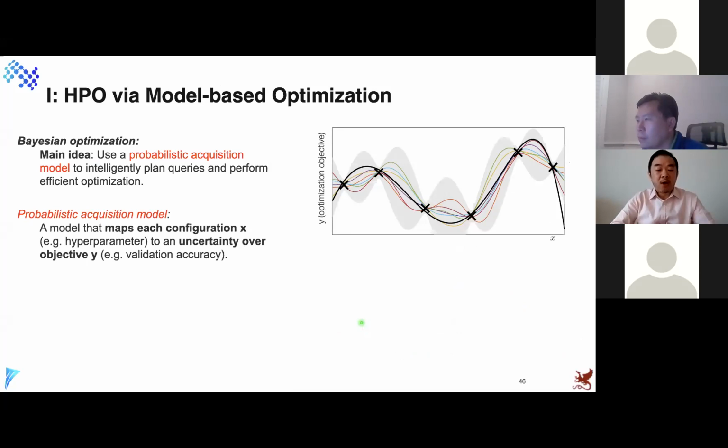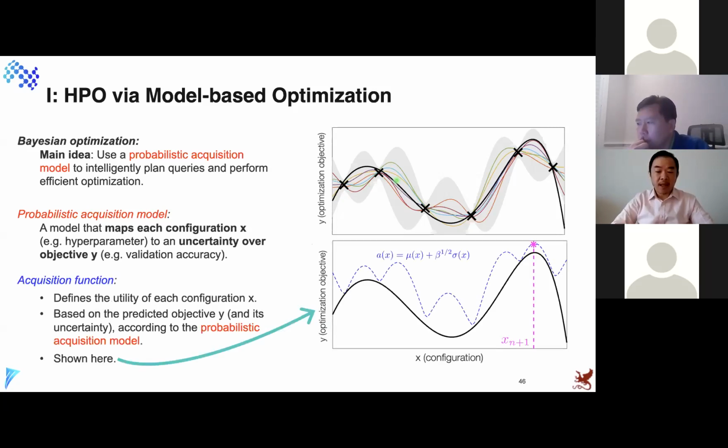So what is a probabilistic acquisition model? Well, it is a model that maps each configuration of the hyperparameters, for example, to an uncertainty over the objective, such as the validation accuracy and so forth. This graph shows you a Bayesian view of this optimization, where each curve is an estimated probabilistic acquisition model, and all these curves demonstrate the uncertainty over such a functional space.